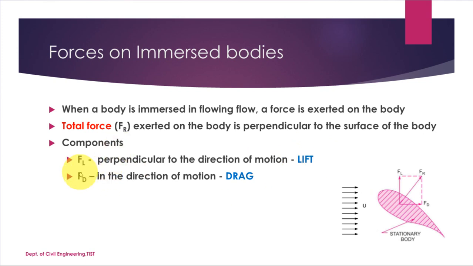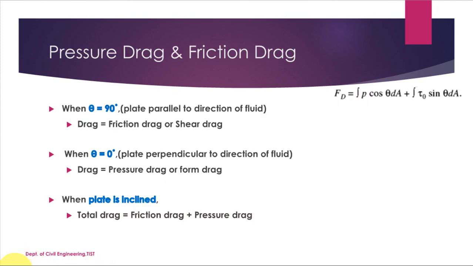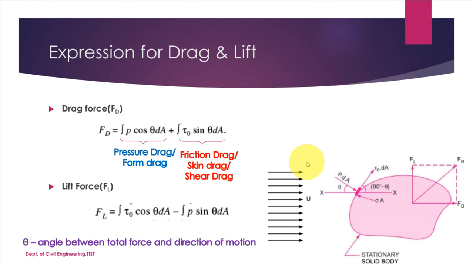So here components are Fl, which is perpendicular to the direction of fluid, and Fd is in the direction of fluid. Fd is drag and Fl is lift. Now we'll see the expression for drag and lift. Here you have a solid body, you have a small elemental area dA. PdA is the pressure force acting on the elemental area. Tau naught dA is the shear force acting on the elemental area, and the angles are also given in the figure.